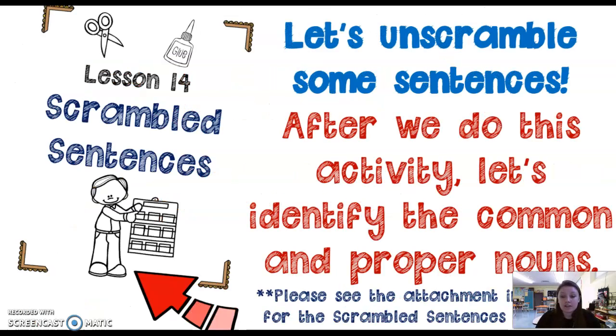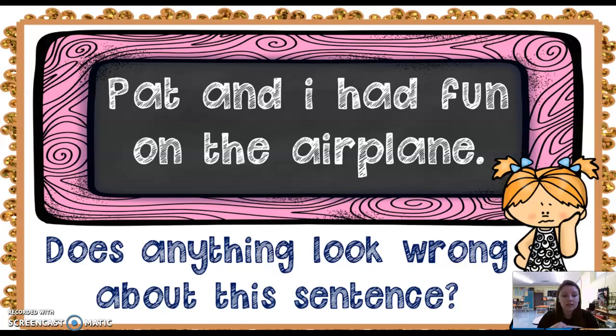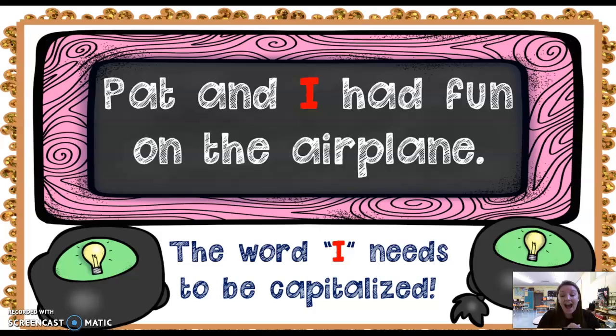First, we're going to start with unscrambling some sentences, and after we do this, we're going to identify both the common and the proper nouns. Our first sentence says, Pat and I had fun on the airplane. Does anything look wrong about this sentence? It starts with a capital letter. It ends with punctuation. The spelling looks good to me. What's wrong with this sentence? The word I needs to be capitalized. The word I will always be capitalized when it's on its own.